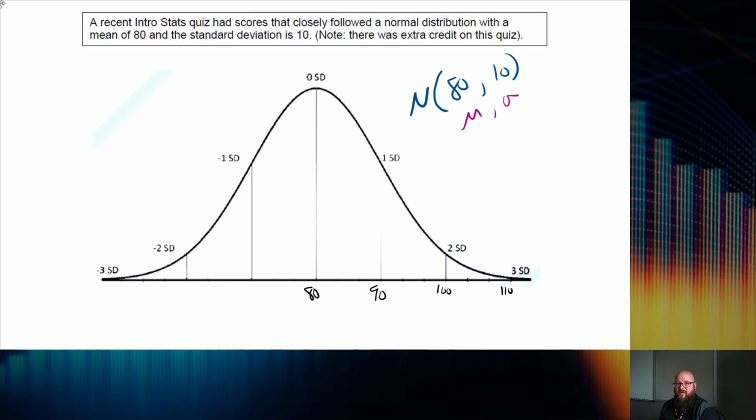And then if we're going to go down, if we take away 1 standard deviation, 80 minus 10 would give us 70. Two standard deviations below the mean would give us 60. Then we take another standard deviation away, to -3 standard deviations from the mean. 80 minus 30 would give us 50. So again, each standard deviation is in intervals of 10. That's how we're looking at this.